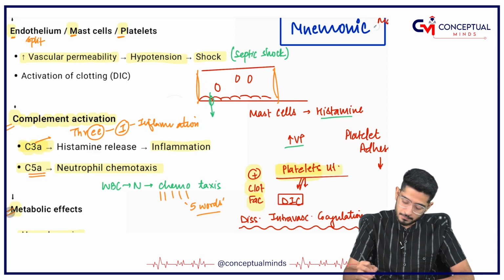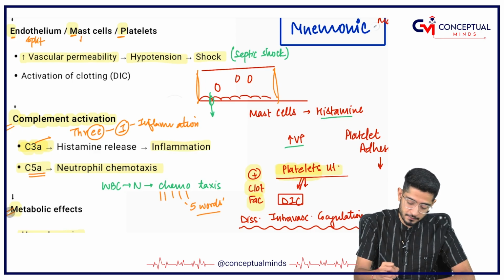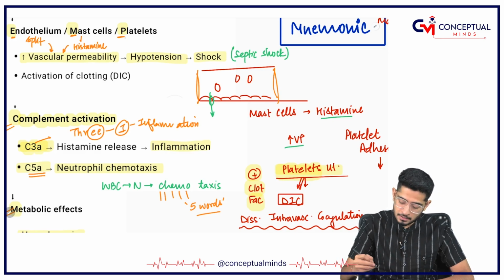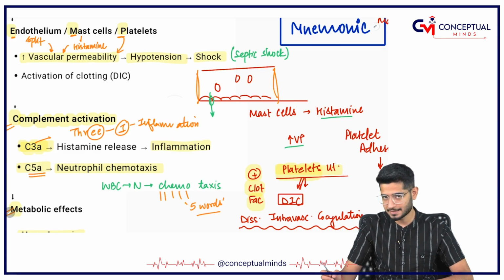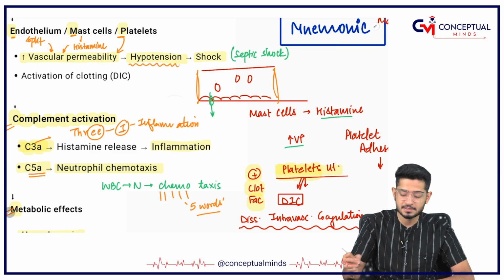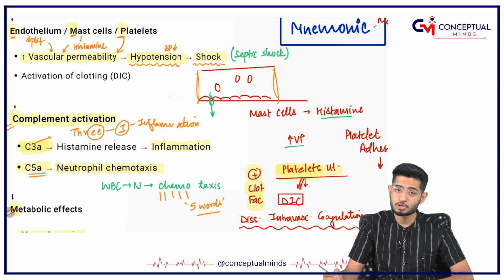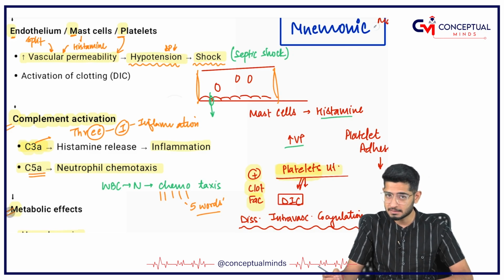Also, the mast cells release histamine, which is also responsible for increasing vascular permeability. And the platelets also cause an increase in vascular permeability. How? I'll tell you. But in the end, just remember, the vascular permeability is increased and that leads to hypotension. And whenever there is a BP fall, this condition is ultimately going to cause shock. Why? Because BP is less.